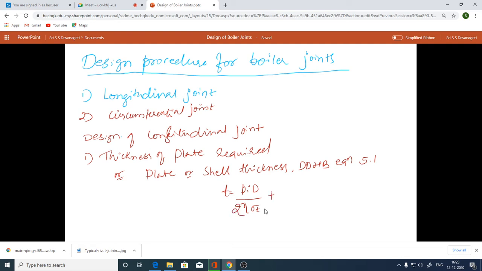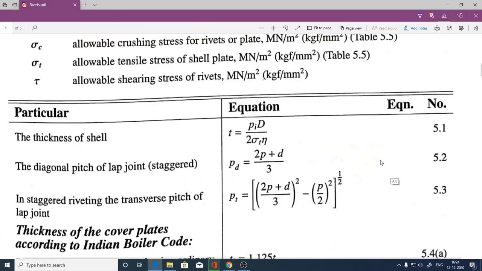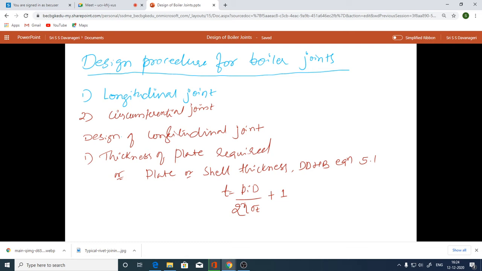Now you go for plus 1 mm adding. So 1 mm is added to have the corrosion allowance. Okay, so 1 mm is to add for corrosion allowance. Okay, let us note down.